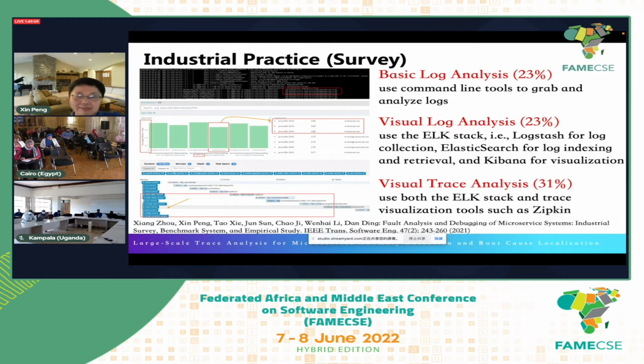Also, we find that some companies have begun to use visualization tools to analyze traces. They will use both the ELK stack and trace visualization tools such as Zipkin. You can see the figure here. It shows a timeline visualization of a trace. The trace consists of the spans included in it and the time range of each span, because each span corresponds to a certain invocation. If you want to diagnose the root cause of a very slow service response, you can check the timeline of the trace and see how much time has been spent on each service invocation and which one is the bottleneck.